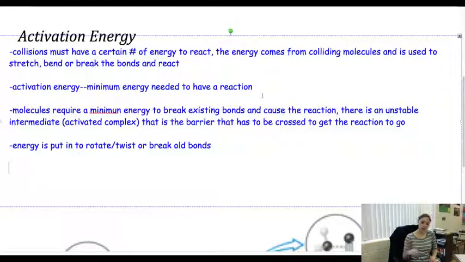So those sentences there are what I was just saying about the energy getting put into the rotate, twist, or break bonds, and you form that unstable intermediate or that activated complex. Now we're talking about the rate with our activation energy. There's only a couple more things you got to put in here. You're running out of room. Okay, now the rate depends on the activation energy. Generally, the lower the activation energy, the faster the rate, because that means the least amount of energy I have to put into it to get it to actually go.